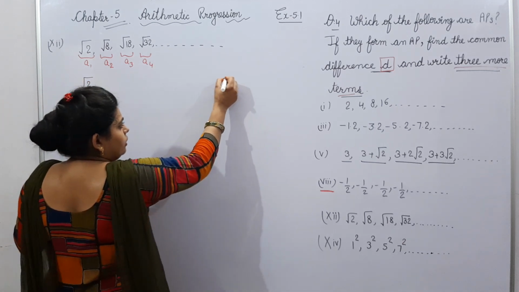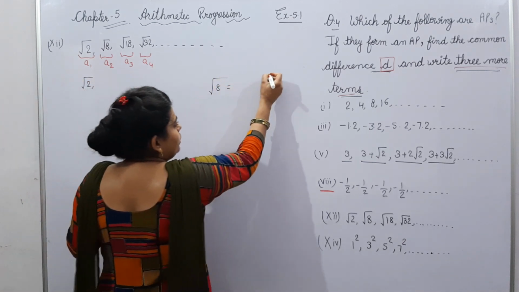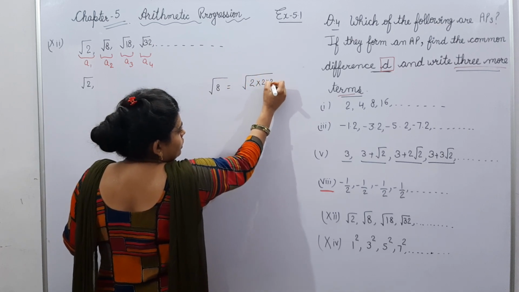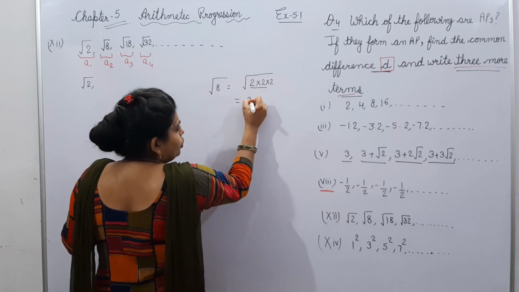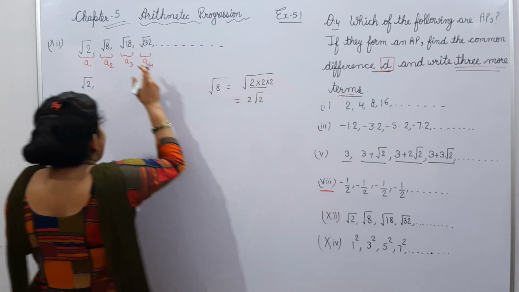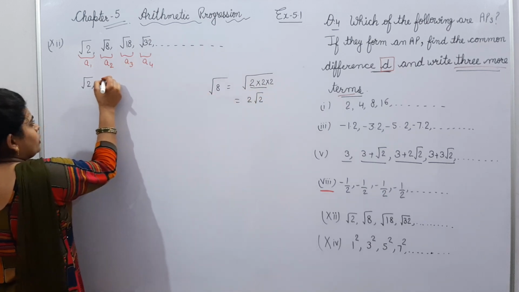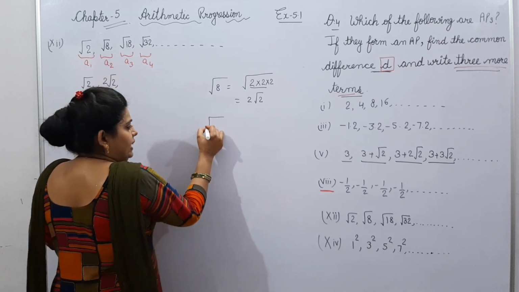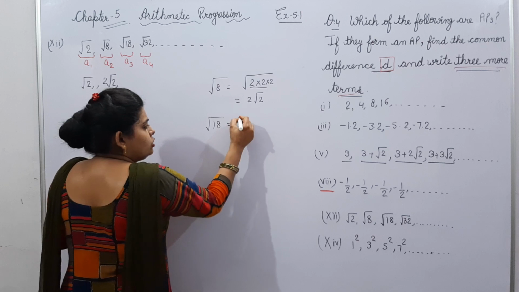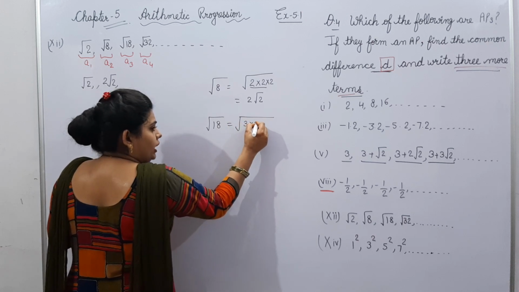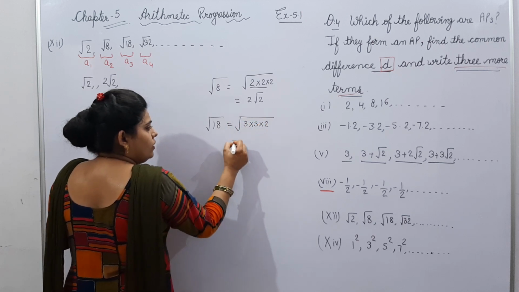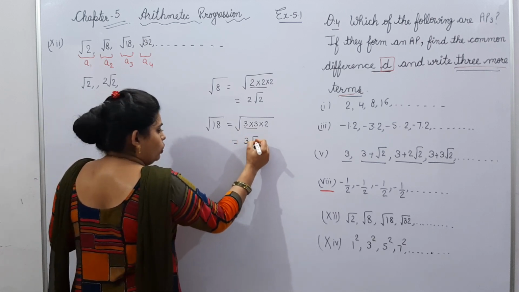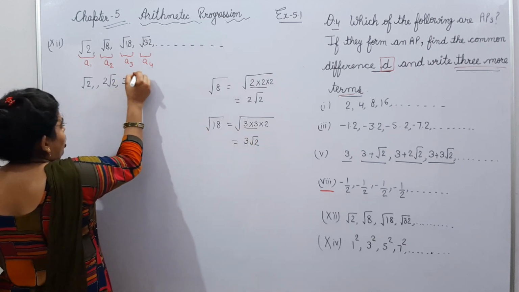Root 8. How we will write? We will do factors of it. 2 into 2 into 2. On pairing, what we will get? 2 root 2. So our second term will become 2 root 2. Now root 18. Factors of 18. 3 into 3 into 2. What we will get? 3 pairing. 3 root 2. So this is 3 root 2.